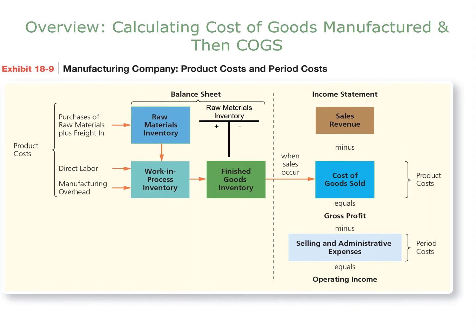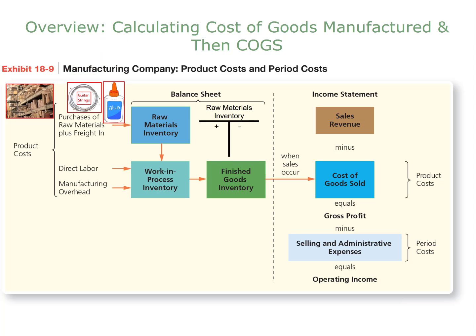But let's do a more complicated company, the custom guitar manufacturer. Their raw materials would include wood, guitar strings, and glue. Now, if there were shipping costs for the raw material, sometimes called freight in, then this simply adds to the cost of the raw materials and increases the raw materials account.